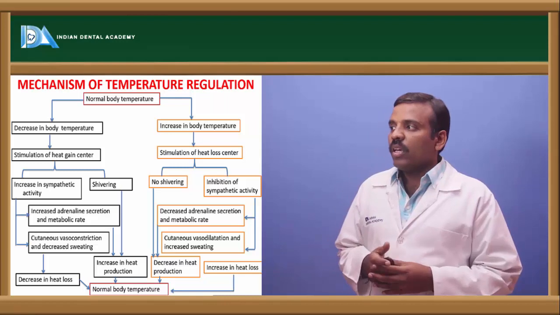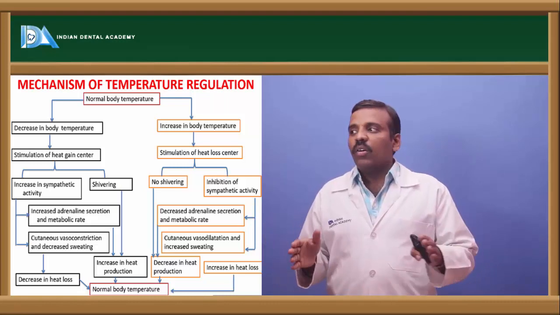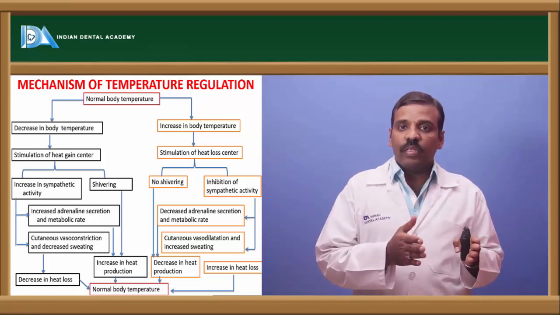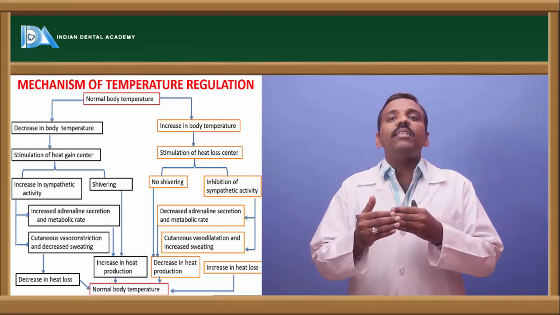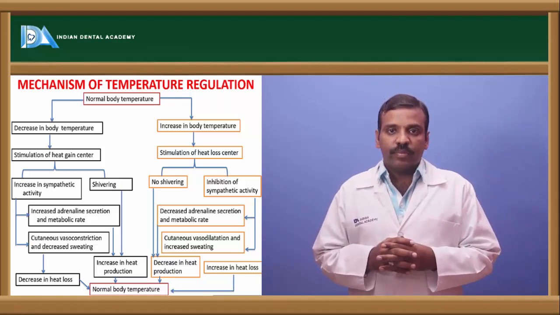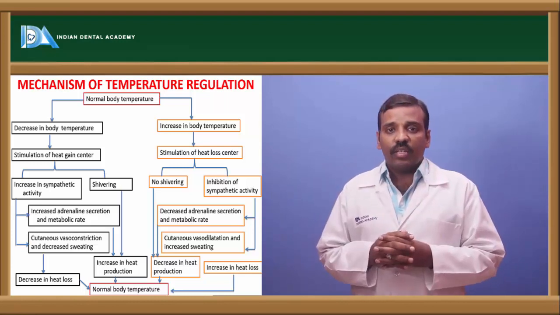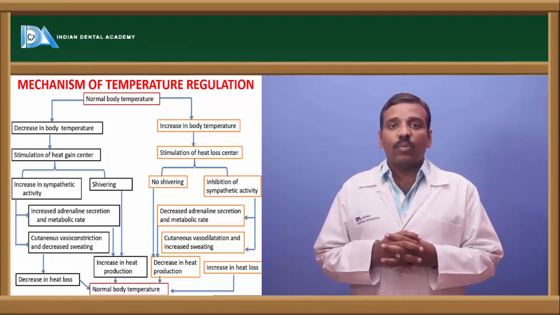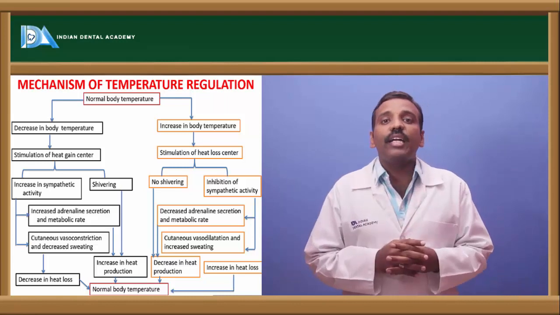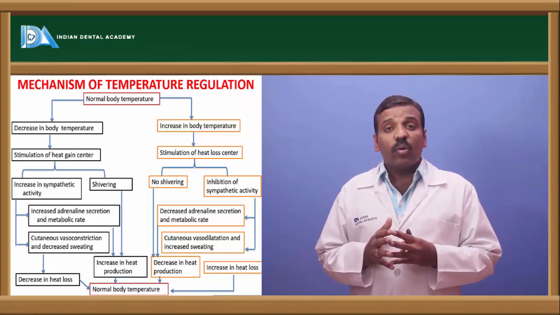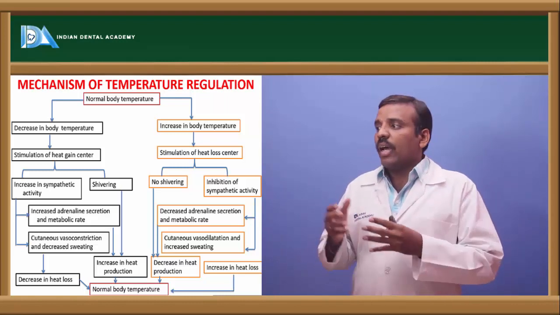Right, come to this. When the normal body temperature is present, the body is in balance. When the body temperature is decreased, there is immediate stimulation of the heat gain centers. By the stimulation of the heat gain centers, there are two types of activities. The first one is shivering in the body. By shivering, what happens? Immediately muscle contraction occurs, and by that there is an increase in heat production and the temperature comes to normal.